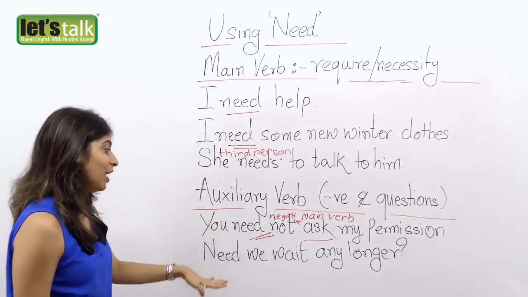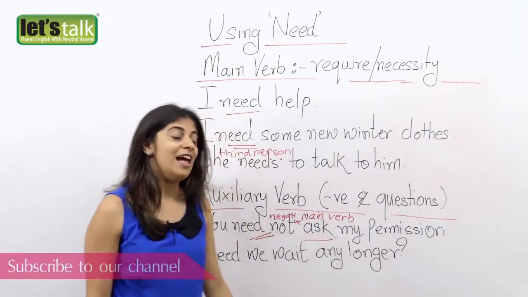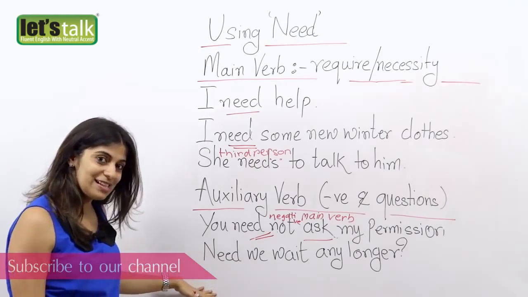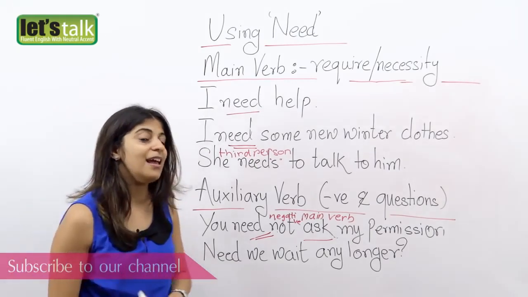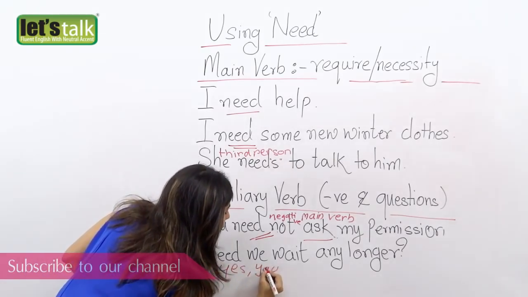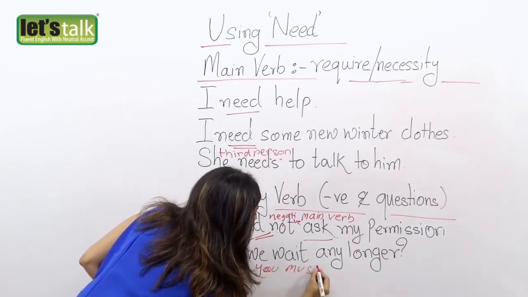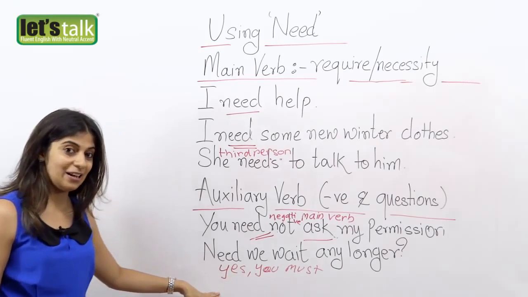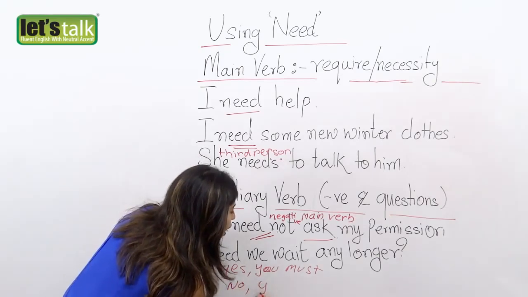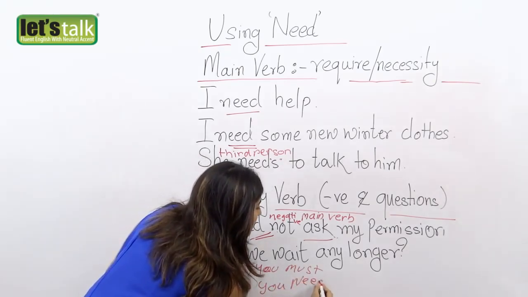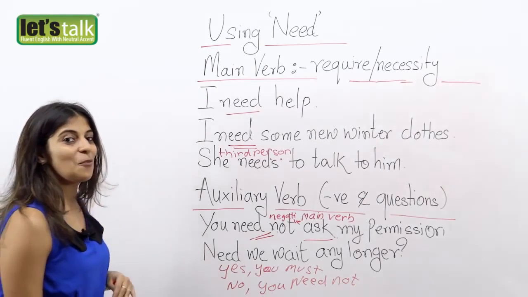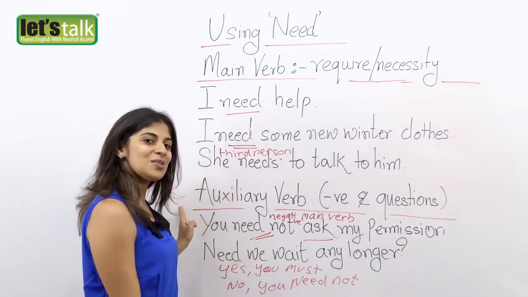Let's look at a question here. Need we wait any longer? Now this is a question here that need we wait any longer? If your answer to this is a positive answer, you would say, yes, you must. And if your answer is negative to this question, then you would say, no, you need not. So now this explains how we used the word need as a main verb and as an auxiliary verb.